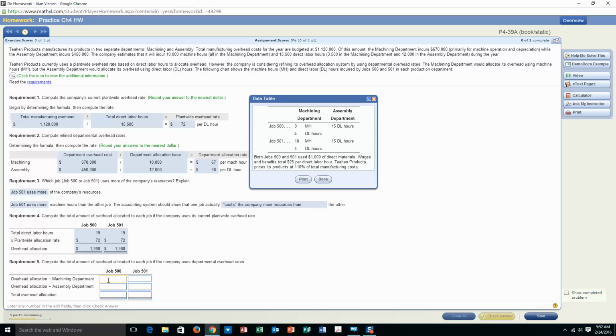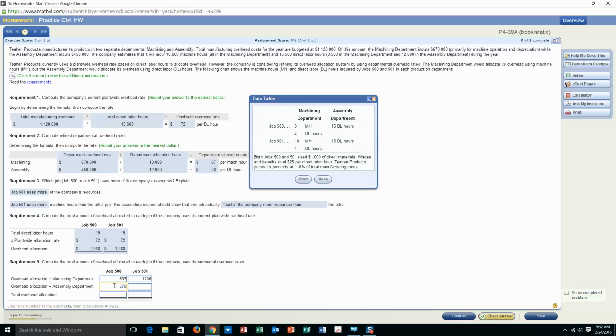Requirement number 5. Now we're going to separate it into the different departments. Job 500 has $603 in the machining department, and that would be $67 per machine hour times 9 machine hours, so that's where 603 comes from. Job 501 is a total of $1,206 because, again, $67 per machine hour, and they used 18 machine hours to complete this particular job.